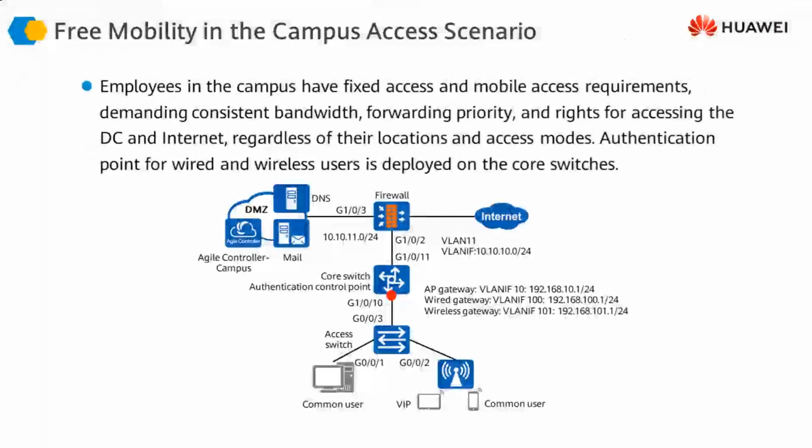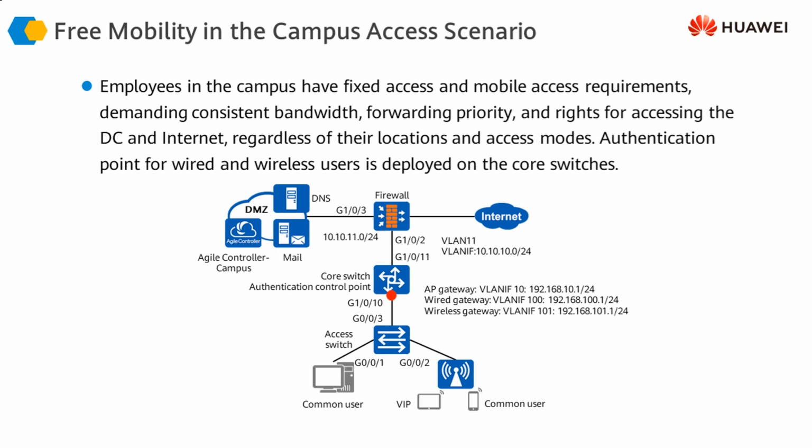So the employees in the campus have fixed access as well as mobile access requirements, demanding consistent bandwidth, forwarding priority, and rights for accessing the data center, which is sitting here, and the internet, regardless of their location and access modes, which means that no matter where they are located within the campus, within the network, or which access mode they are using, whether wired or wireless, they should be getting the same consistent behavior.